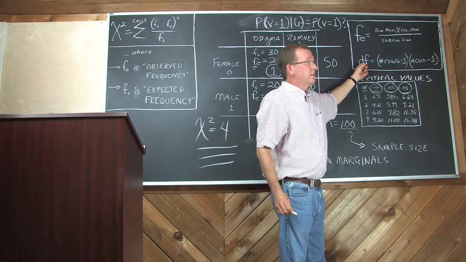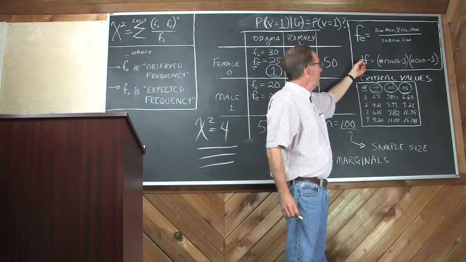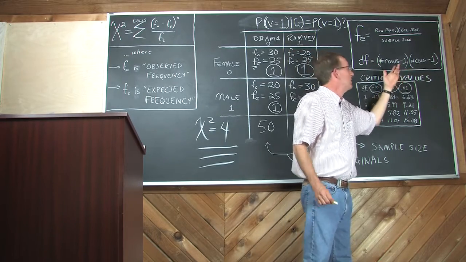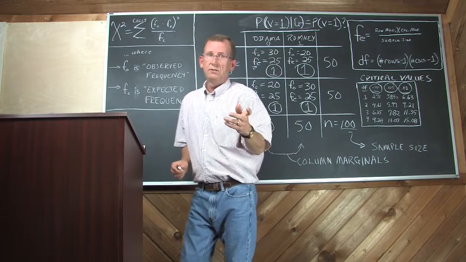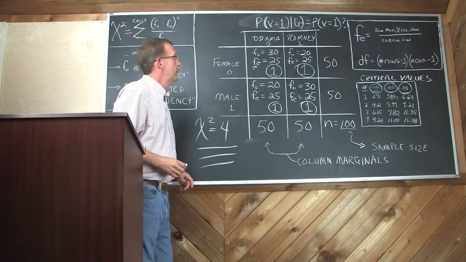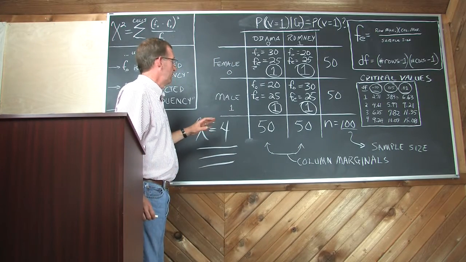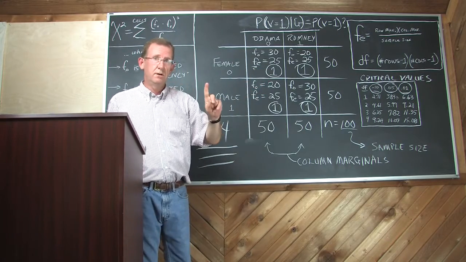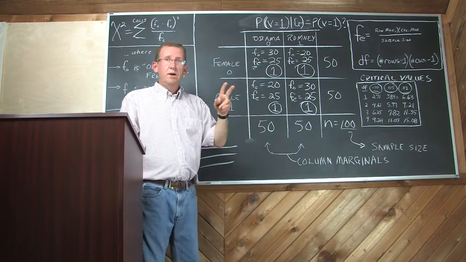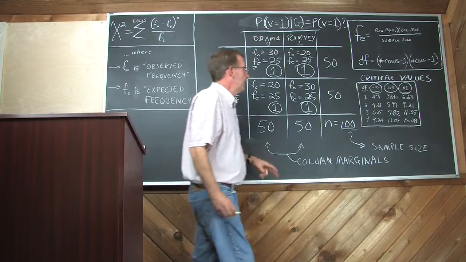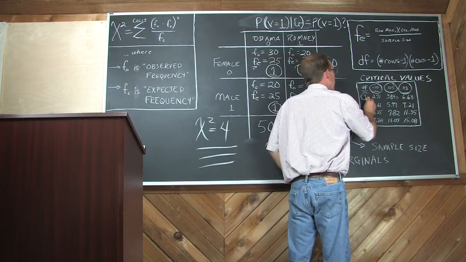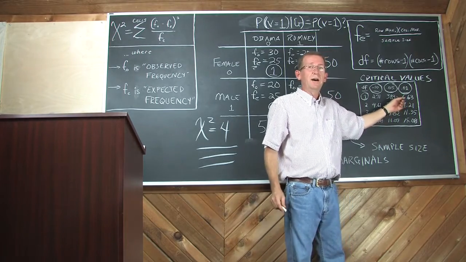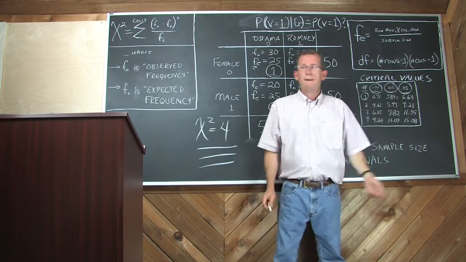I've got here, mentioned this last time, degrees of freedom defined in the table by the number of rows in the table minus 1 times the number of columns in the table minus 1. So this is a 2 by 2 table. 2 rows minus 1 is 1. 2 columns minus 1 is 1. So that's going to take us here to degrees of freedom. And we're going to see that our 4 is larger than the critical value associated with 0.05.